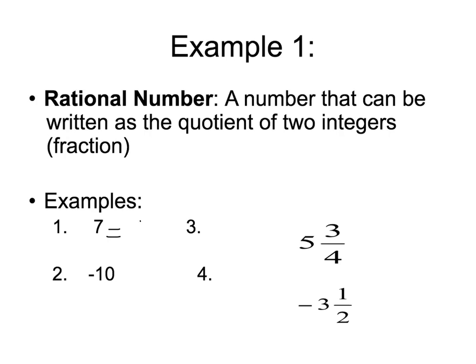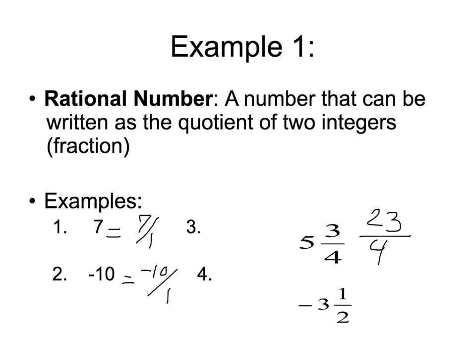So 7 can be written as the fraction 7 over 1. Negative 10 can be written as negative 10 over 1. Now with 3 and 4, these are currently mixed numbers. We can change them, and we will change them into improper fractions. So 4 times 5 is 20, plus 3 is 23 over 4.